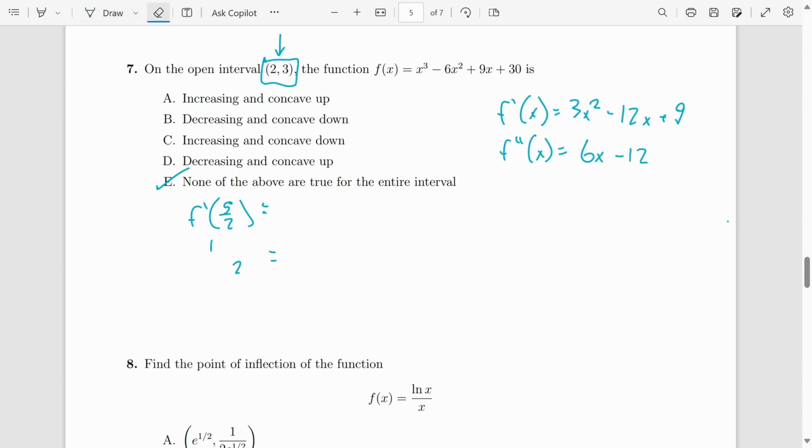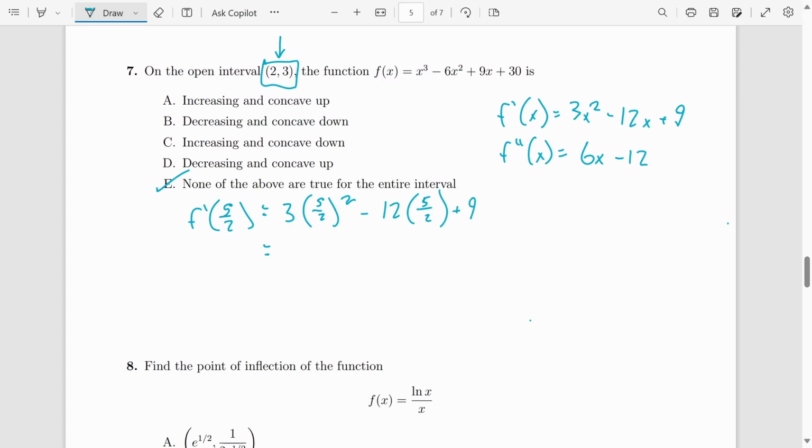So let's start off with f prime of 5/2. This is going to be 3 times 5/2 squared minus 12 times 5/2 plus 9. This is going to equal 3 times 25/4, minus 12 times 5/2. That's the same as 6 times 5, which is 30, plus 9.